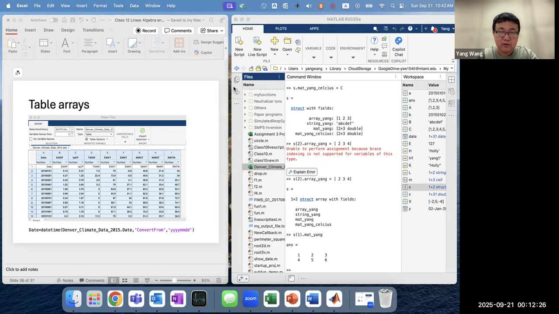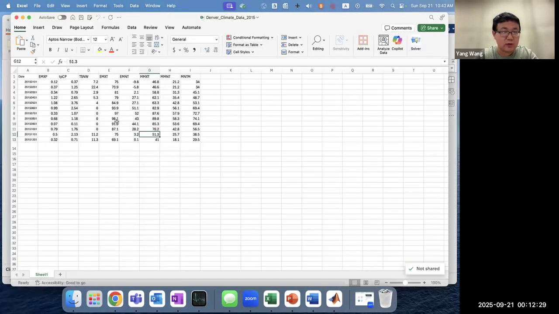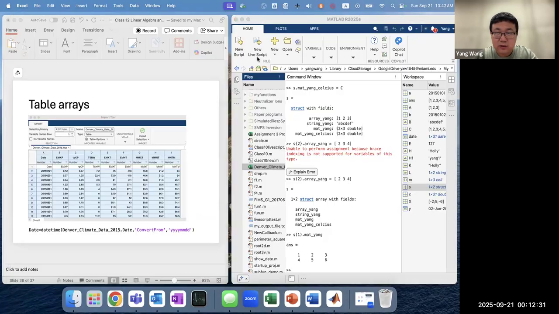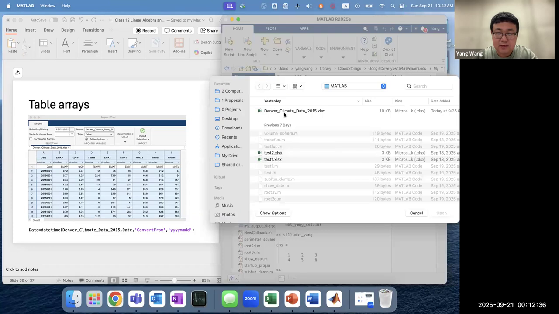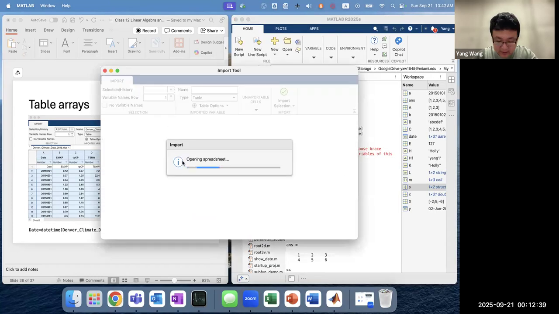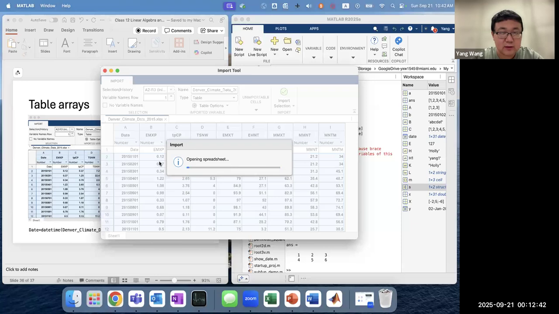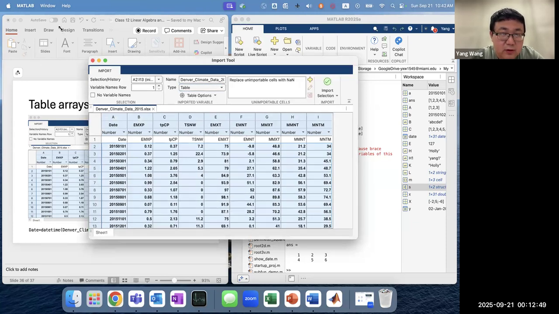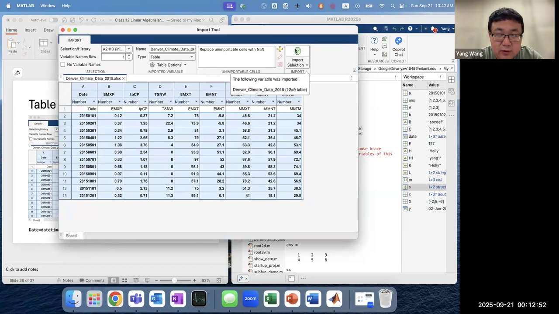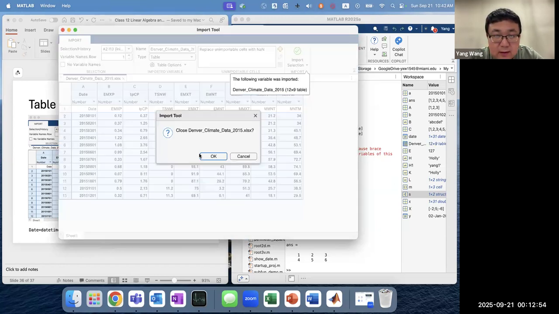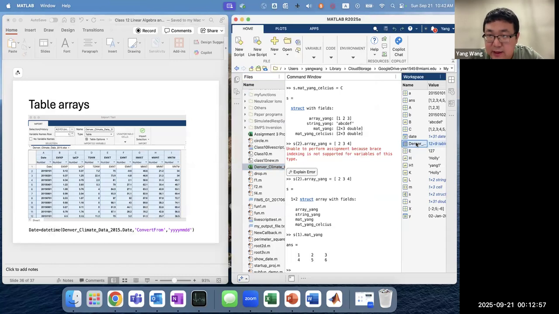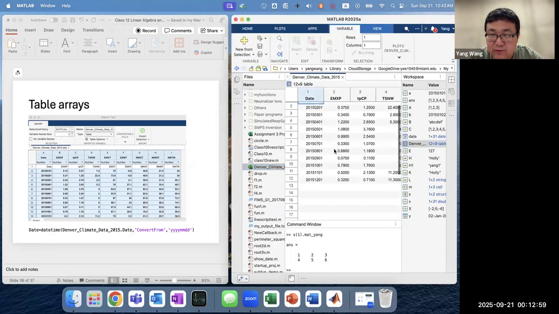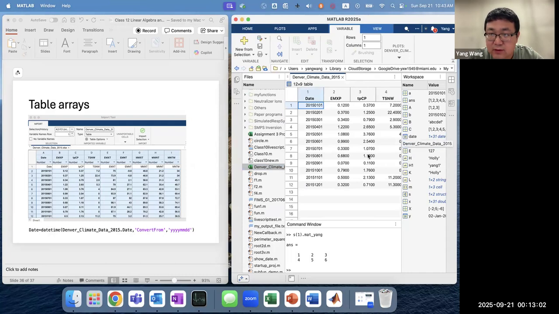This is the Denver climate data, which is what's shown in this Excel spreadsheet. We can do a similar thing as before and import the data. Remember before, when we imported data from Excel, we were using a matrix, converting everything into a numeric matrix. But actually we can directly import them as a table. Okay, so this is basically the table that we can observe from the Excel spreadsheet.